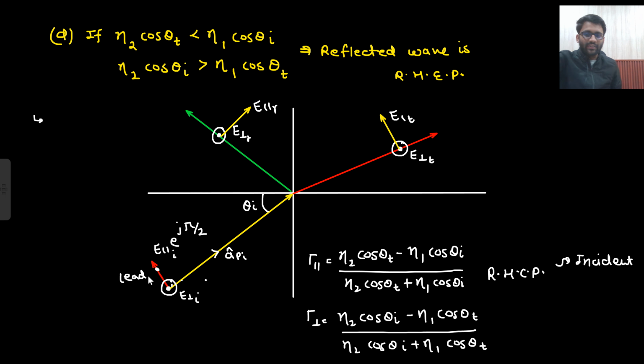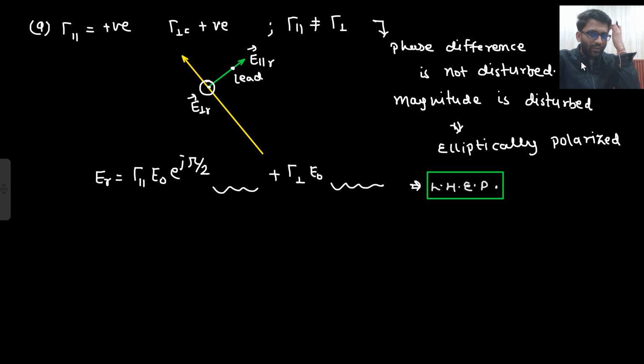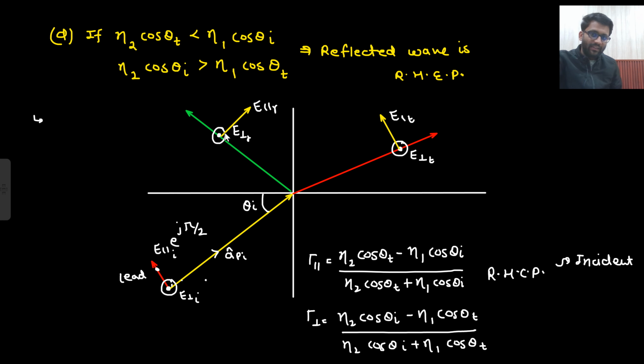But first I randomly chose a right hand circularly polarized wave. Then I got to know that the phase is not getting changed. Here the phase difference will not be disturbed. Why is that so? Because here gamma parallel and gamma perpendicular will be real. And if they are real, that means this parallel component that was in lead will be in lead only, and this perpendicular component that was in lag will be in lag only. And what is the setup that we have assumed? If this is my parallel, then this would be my parallel, and if this is my perpendicular, then the perpendicular direction will not change.